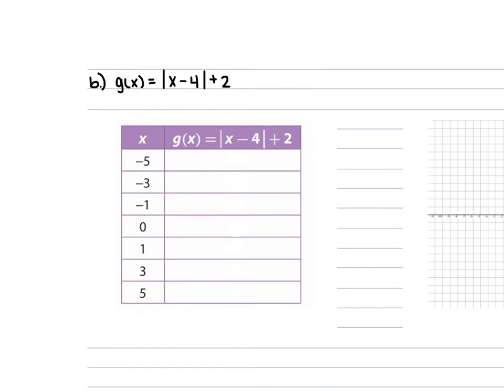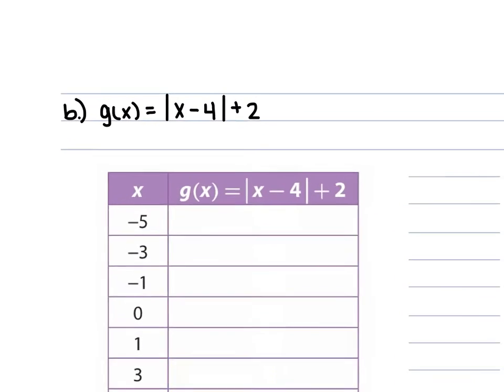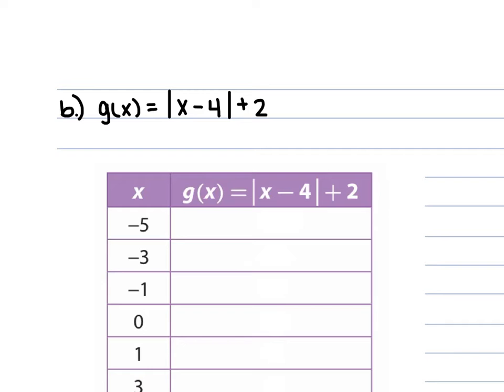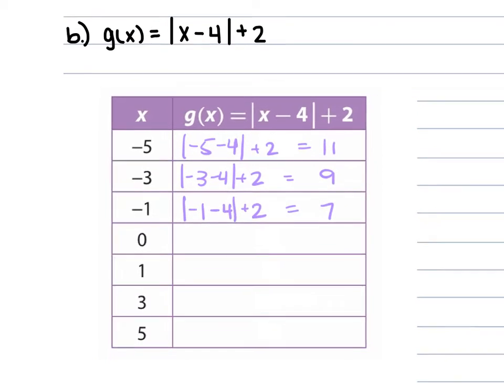For example B, we have g of x is equal to the absolute value of x minus 4 plus 2. So we're going to plug these values in once again. So we have the absolute value of negative 5 minus 4, which is negative 9. The absolute value of that is positive 9, plus 2 is 11. The absolute value of negative 3 minus 4 is the absolute value of negative 7, which is 7. 7 plus 2 is 9. The absolute value of negative 1 minus 4 is the absolute value of negative 5, which is positive 5. 5 plus 2 is 7.